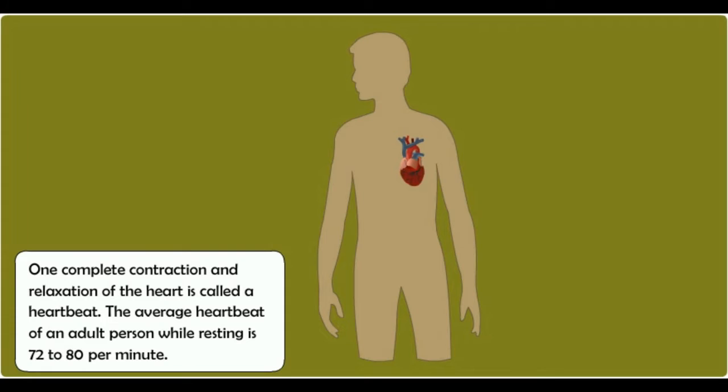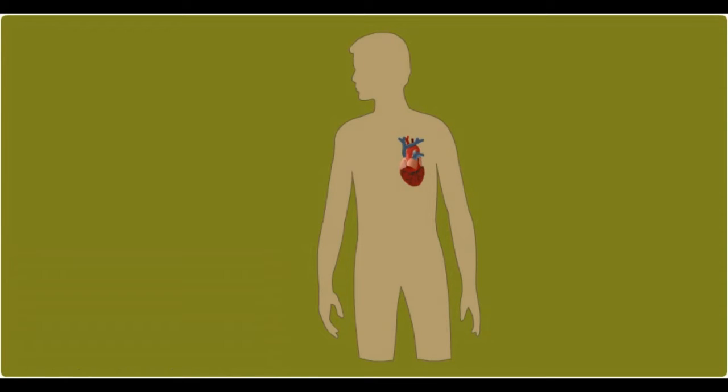Heartbeats. One complete contraction and relaxation of the heart is called a heartbeat. The average heartbeat of an adult person while resting is 72 to 80 per minute. This is called the heart rate. The number of heartbeats increases too much during and after a physical exercise or when a person is excited. A doctor listens to our heartbeats with the help of an instrument called stethoscope.